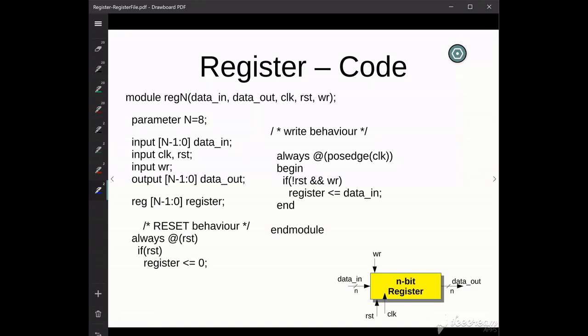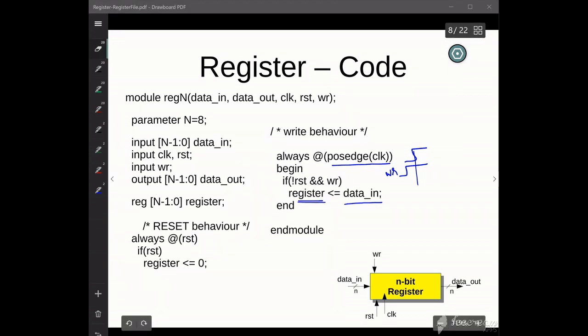The next is the write behavior. For the write behavior, we already mentioned that it is going to be sequential. So at the passage of the clock, when the clock transitions to 1, if the write signal is on, right? So if the write signal is on at this point, write can happen. So the register gets the value fed in from data in at the passage of the clock. So that is the write behavior.